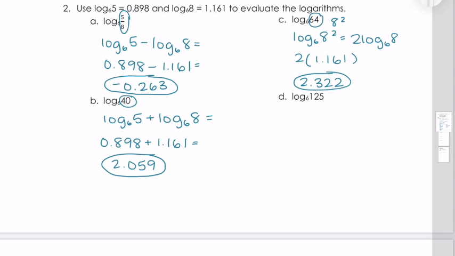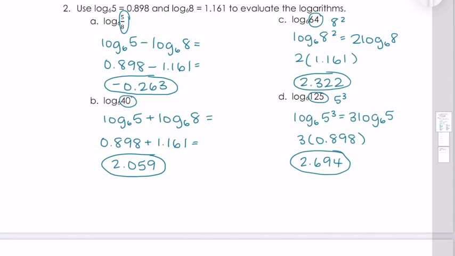And for letter D, how could I get 125? That would be 5 cubed, so it works just the same with any power. I'm going to bring the 3 out to the front. So this time I have 3 times log base 6 of 5, so substituting in 0.898. I type that into my calculator to get a value of 2.694.